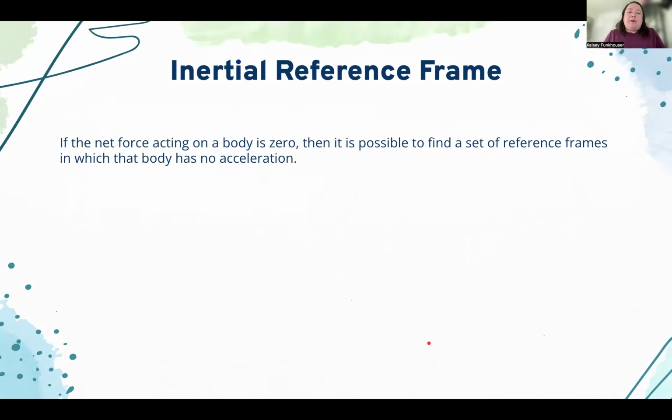If the net force on a body is 0, then it is possible to find a set of reference frames where the body has no acceleration. A reference frame where an object has no acceleration is an inertial reference frame. Newton's first law is also called the law of inertia. That's why we have inertial reference frames. So if no net force is acting, no acceleration, it is an inertial reference frame.